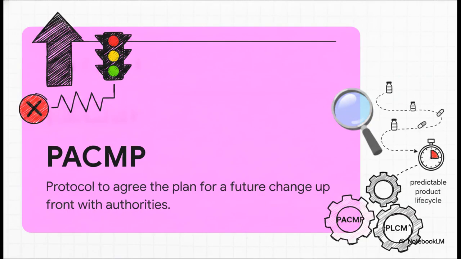You can actually use tools like the PACMP, the Post-Approval Change Management Protocol, totally to your advantage here. A PACMP basically lets you agree on the plan and the criteria for a future change up front with the authority.